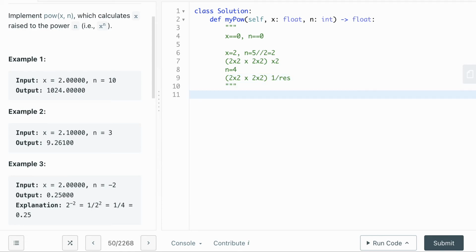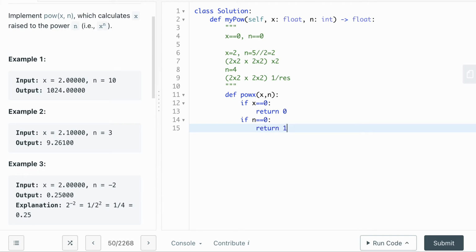So let me show you how to do this in code. Basically, I'm going to define a function, let's say pow, and I'm going to pass x and n for now. Then if x equals 0, I'm going to return 0, because 0 to the power of anything is 0. If n equals 0, I'm going to return 1.